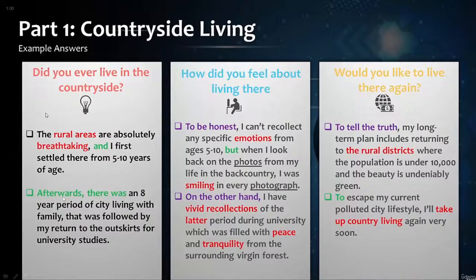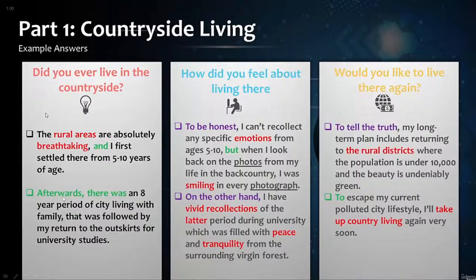Would you like to live there again? To tell the truth, my long-term plan includes returning to the rural districts, where the population is under 10,000 and the beauty is undeniably green. To escape my current polluted city lifestyle, I'll take up country living again very soon.